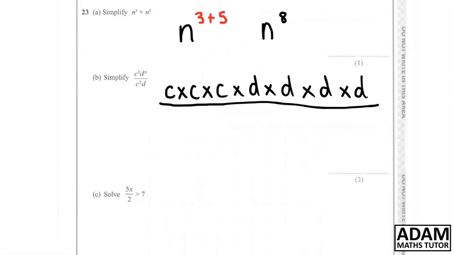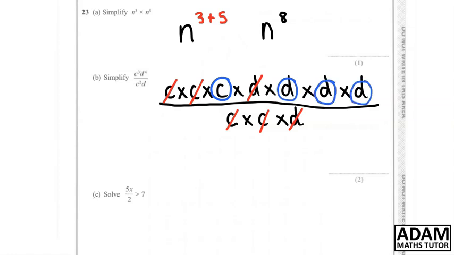And for the denominator, we'd have c times d. We can cancel a c at the top with a c at the bottom, and again at the top with the bottom, and we can also cancel a d with a d at the bottom. So what that leaves us is c times d times d times d at the top, which would just be c d to the power of 3.